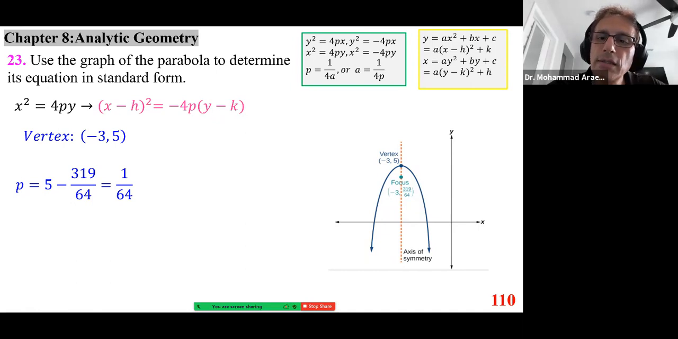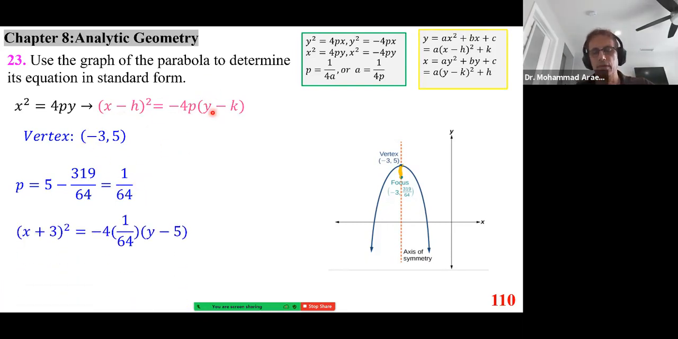We are looking at this distance as the focal distance. And that's 1/64 or p. So we can write this now. We have pretty much everything. We have the vertex and we have the value of p. So plug in. Negative 4 times 1/64 is negative 1/16 times y minus 5.